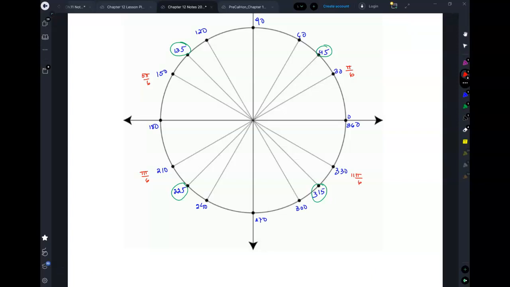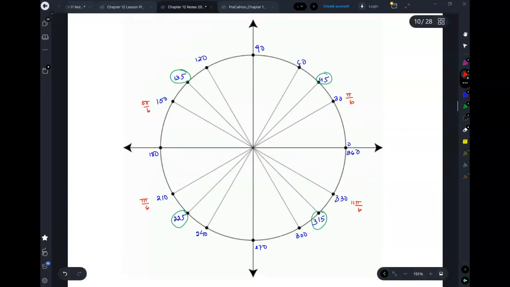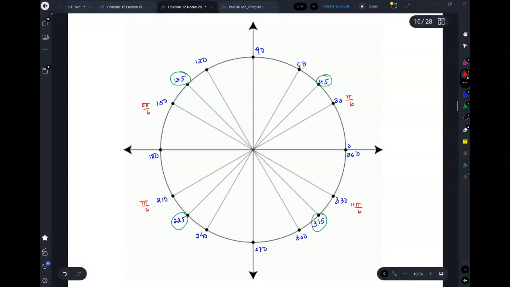No, because the pi over 6 corresponds to 30 degrees. That means it's 30 degrees from the x-axis. Okay, what's pi over 6? How many degrees? 30. It's always 30 degrees away from the x-axis, which will go here. That would be 60. So let's do the pi over 3 then. All the pi over 3.